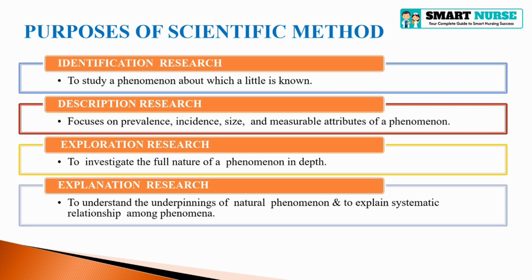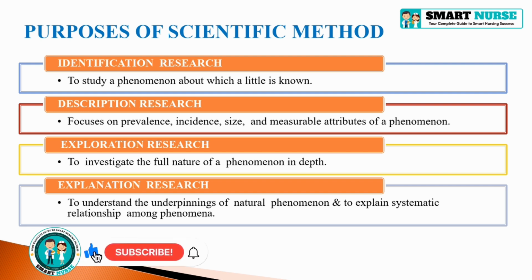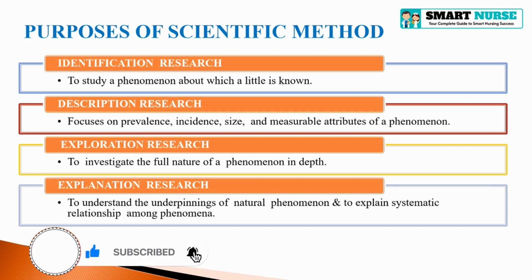In identification research, first you select the problem. In description research, you focus on particular things, either size or persons, anything you are going to measure. In the description you clearly mention which place you are selecting, what type of incidents, how much size, or age. That comes under description research. Exploration research investigates the full nature of a phenomenon in depth. In exploration you mention what all things you are going to do in the research.